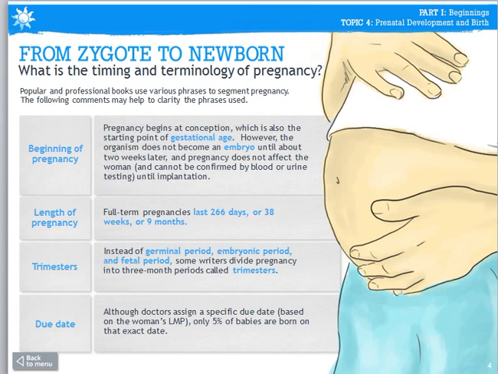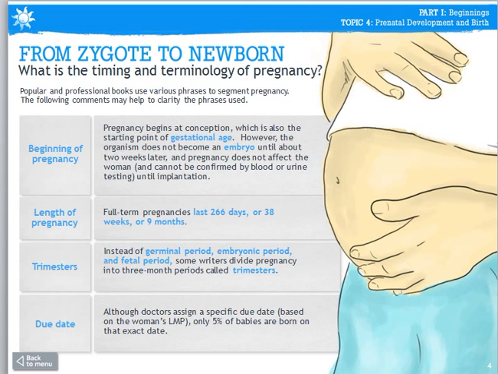We know that the length of pregnancy is 9 months, or 38 weeks, or 266 days, however you look at it. But 9 months is what we would normally call it. And instead of calling each period by its name, the germinal period, the embryonic period, and the fetal period, we break it down into trimesters. There's 3 different periods, but each one's a trimester. So there's the 1st, 2nd, and 3rd trimester.